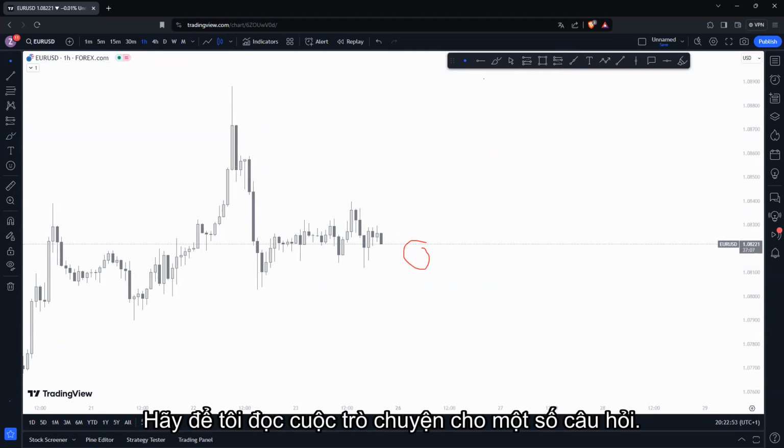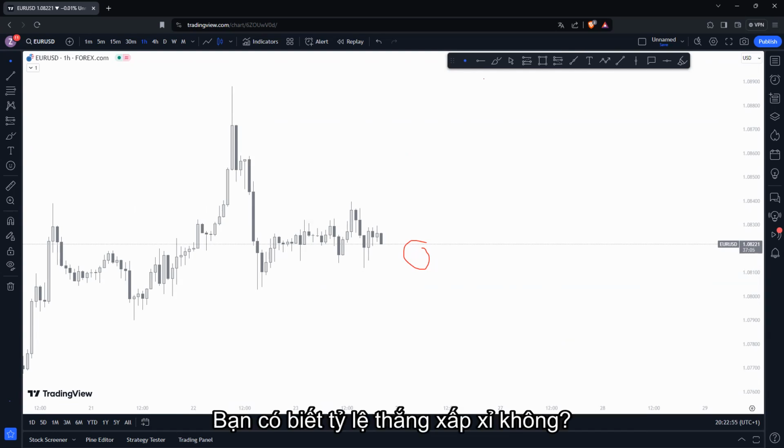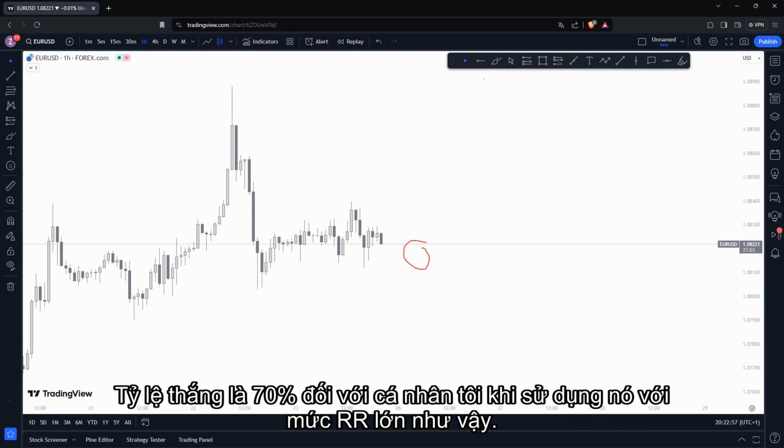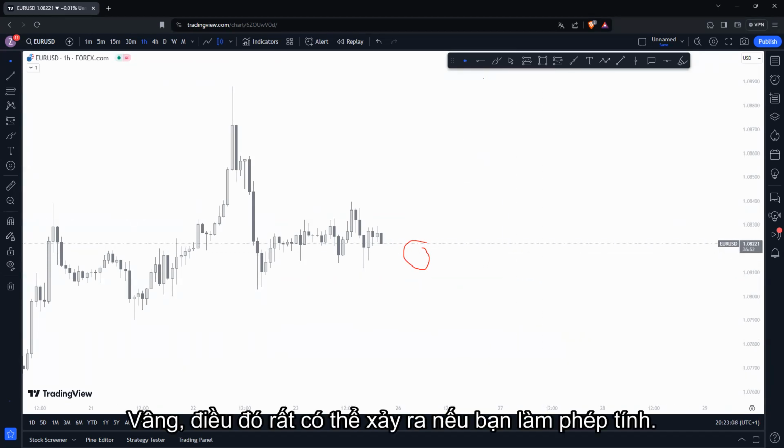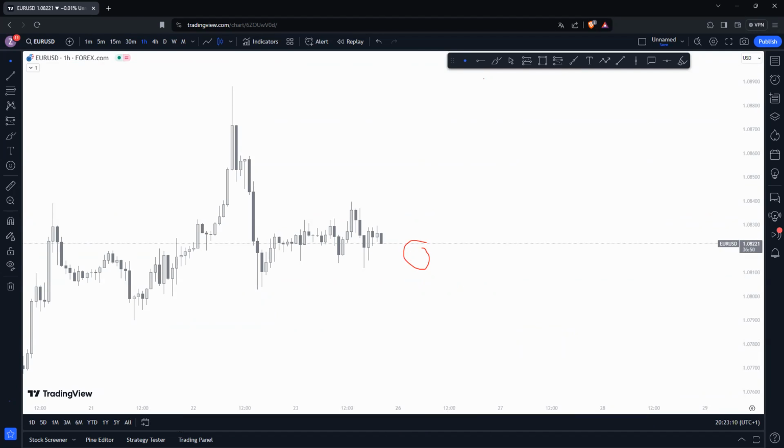Let me read the chat for some questions. Do you know the win rate approximately? The win rate is 70%. For me personally, using this with that much RR, correct. As you can see in my stories, I posted 2 losses and 10 wins, I guess, in the last week with that RR. Yes, it is very possible if you do the math. Yeah, it's mind-blowing.